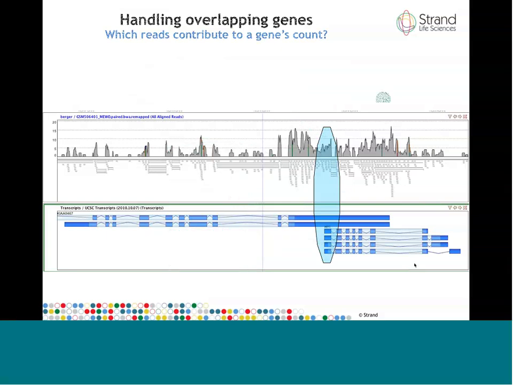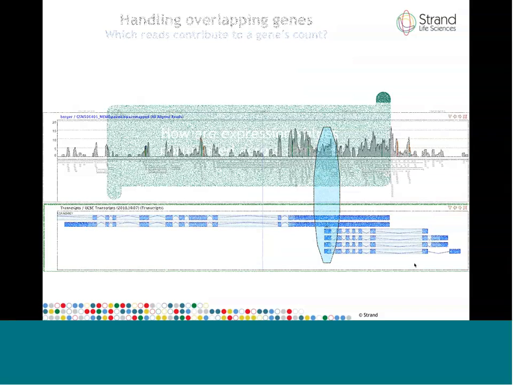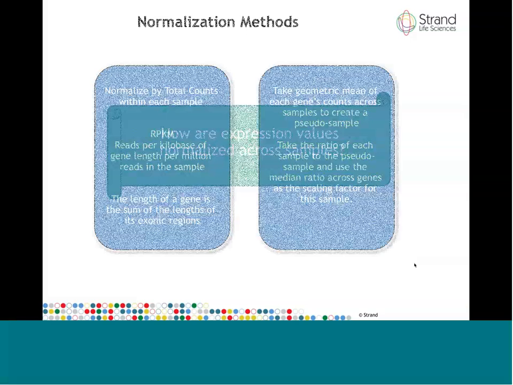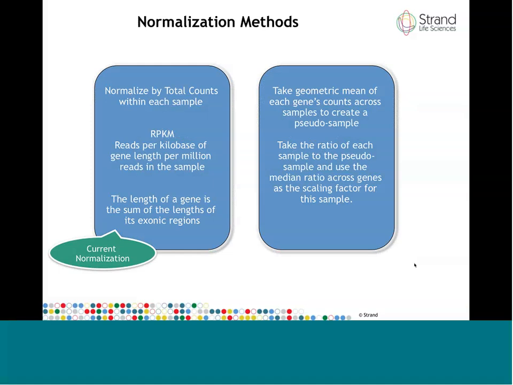Okay, so now that we know how we determine the read count for a particular gene, let's ask the question, how do we now take these read counts and normalize them across samples? There are two methods for doing that, one which is currently implemented in Avadis NGS, and the other which is not natively implemented as yet, but you can still perform this from Avadis NGS via a mechanism called R-scripts, which I'll describe in a minute.